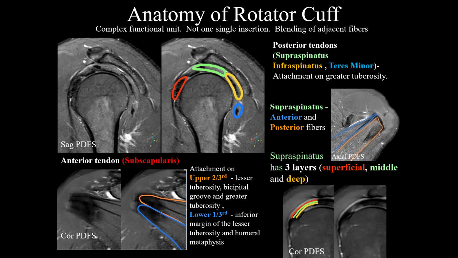The posterior tendons, supraspinatus, infraspinatus, and teres minor, have their attachment on the greater tuberosity, and the anterior tendon subscapularis has its attachment on lesser tuberosity, bicipital groove, and few of its fibers cross over the bicipital groove to attach on the greater tuberosity. The supraspinatus tendon has anterior fibers and posterior fibers, as seen on the axial image, which in itself has three layers: the superficial, middle, and deep, from bursal surface to the articular surface, as seen on the oblique coronal image. The subscapularis muscle craniocaudally has separate attachment of upper two-third and lower one-third fibers, as seen on the oblique coronal image.